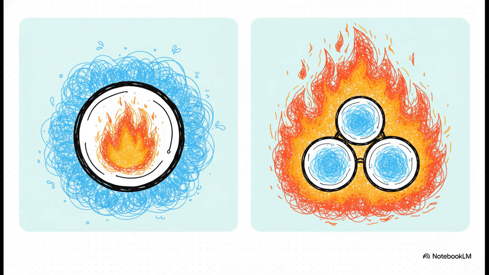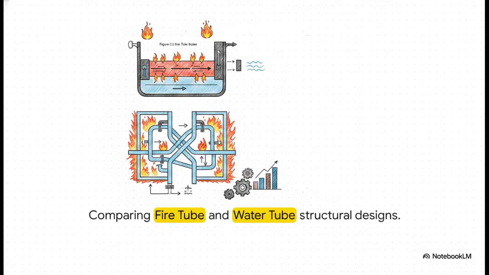This design is great because it has a lower initial cost and it's pretty easy to operate, but it is generally limited to lower capacities and pressures. Now, the water tube boiler reverses this entirely. Here, the water passes through the tubes, and the hot combustion gases circulate on the outside. This switch allows for much higher pressure thresholds and massive steam capacities. It really is a complete physical reversal.